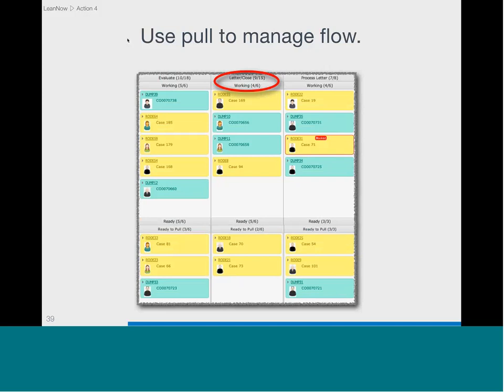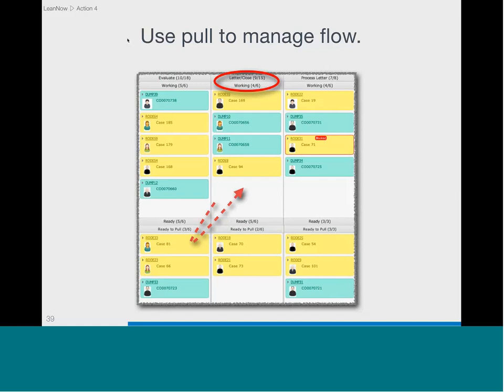So whoever needs work in the letter close column can go over to the evaluate column and pull a card, probably first in, first out, pull the card at the top, bring it over to the next column, and now start working on that. So there doesn't get any supervisor direction or anything. If they have the capacity, they can go ahead and reach over and pull a card into the next area.